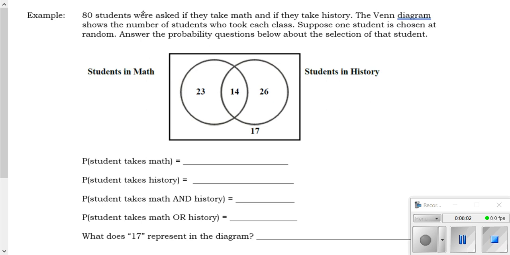So down below, I have some questions for you. If you need to take a second at any point to update your notes, feel free to pause. Okay, so the capital P here means probability. So the probability that a student takes math. Well, there were 80 people who took this survey. And out of those 80, I need to think about who takes math. Now, a common wrong answer right here would be to write 23 out of 80. 23 out of 80 is not the right answer. Can you tell me why?